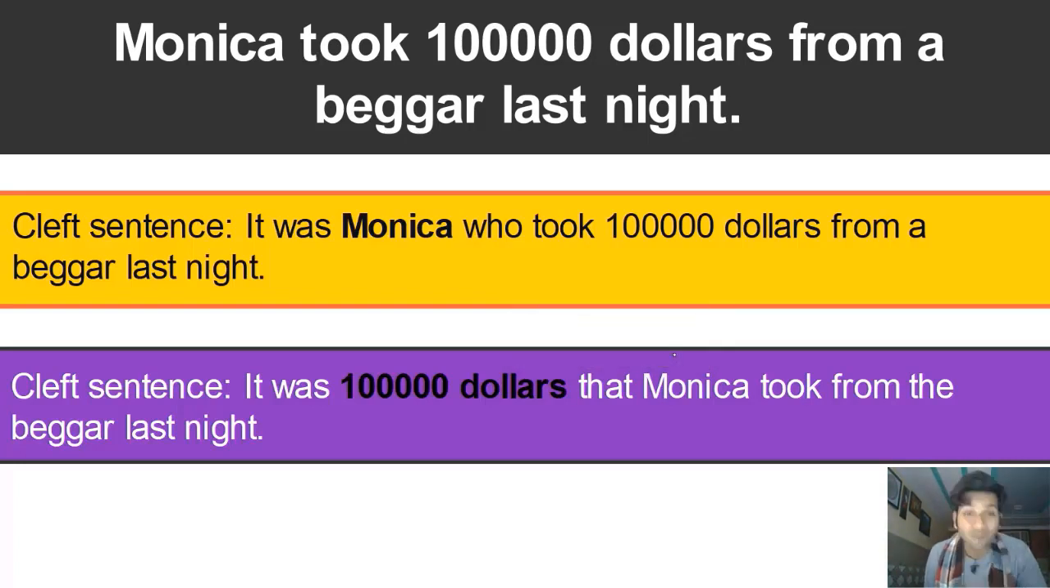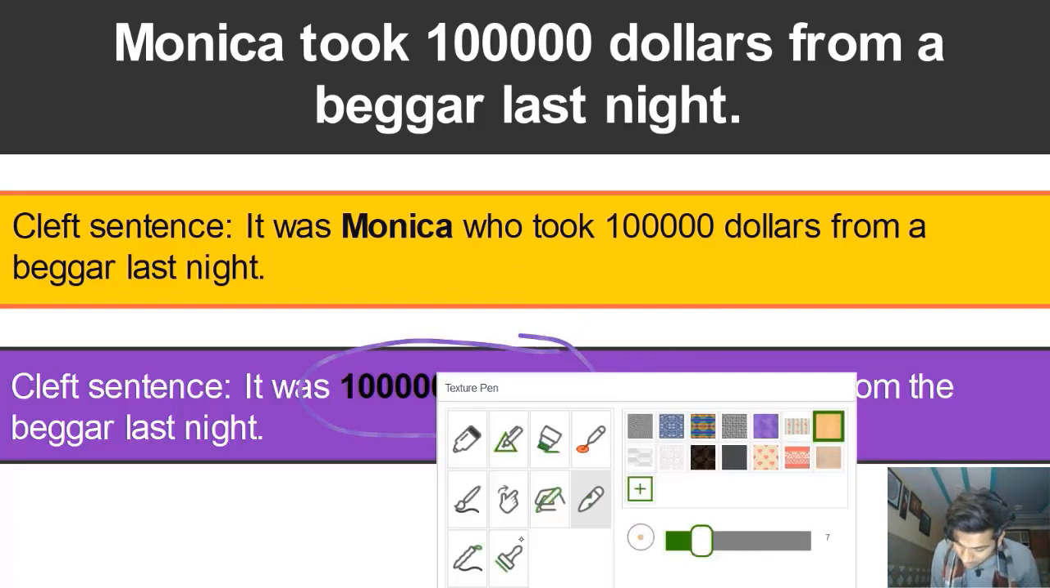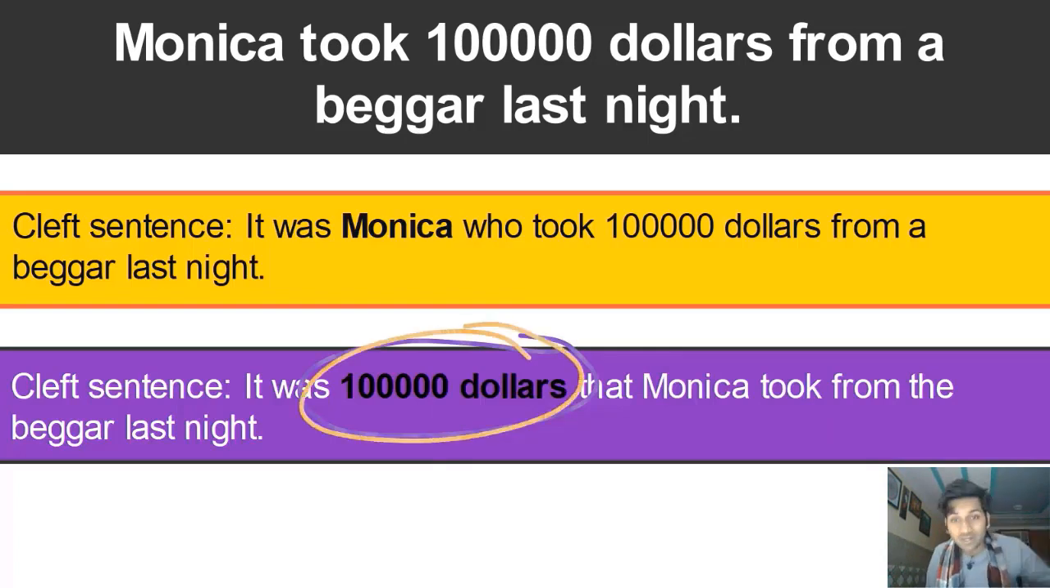It was $1 lakh. Let's change the color of the pen, all right? It was $1 lakh she took from the beggar last night. So I am focusing on the object of the verb, that is $1 lakh. She took what? $1 lakh. And the other part is already known to us, is already understood to us. It was $1 lakh that Monica took from the beggar last night, or it was $1 lakh that was taken from the beggar last night by Monica. Whatever voice you want to use, you can do that, right?